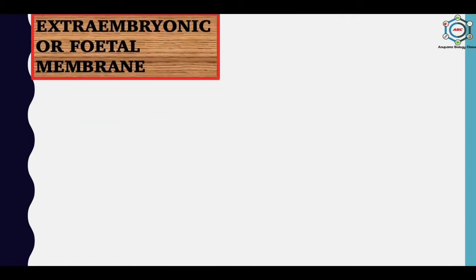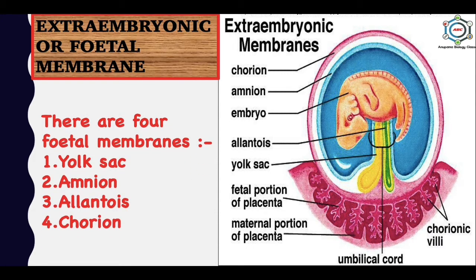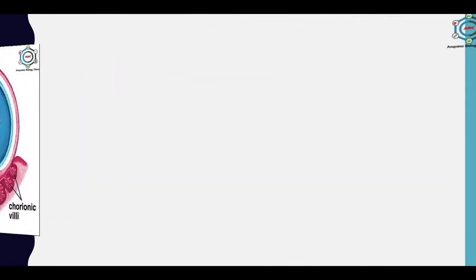Now the extraembryonic or the fetal membrane. This is one of the membranes which assist in the development of the embryo, and such membranes occur in a range of animals from humans to insects. Here you can see that there are four fetal membranes: the yolk sac, amnion, allantois and chorion. These all four are the fetal membranes which we will discuss in the next slide.